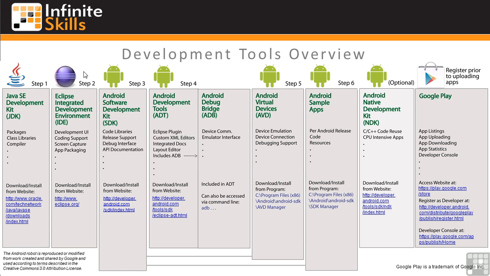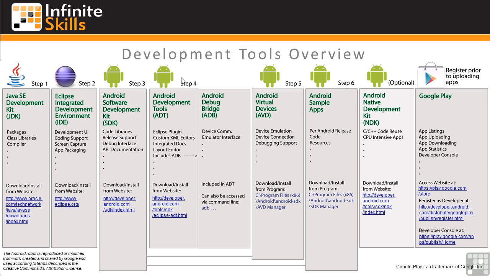The Eclipse IDE provides the platform of tools you'll use for coding and testing. You'll download and install it from the Eclipse website. It includes a development user interface, screen capture, and app packaging. The Android Software Development Kit provides the code libraries and support for specific Android releases. You'll download and install SDKs from the Android website. They include code libraries, release support, a debugging interface, and API documentation.